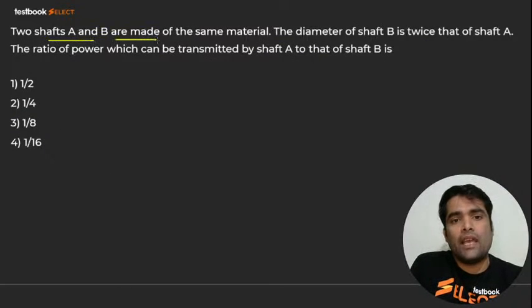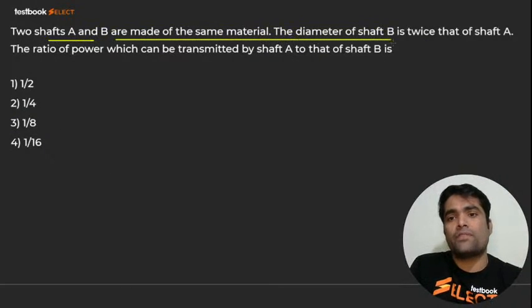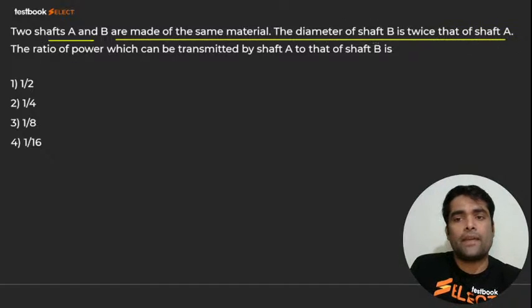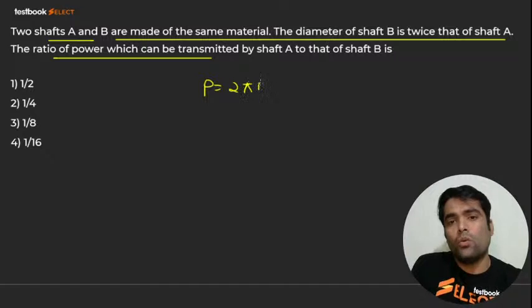Shaft A and shaft B are made of the same material. The diameter of shaft B is twice that of shaft A. The ratio of power. You know that power is equal to 2 pi N T by 60. That means power is proportional to T.